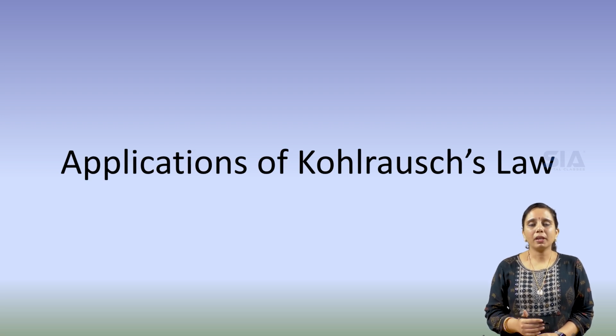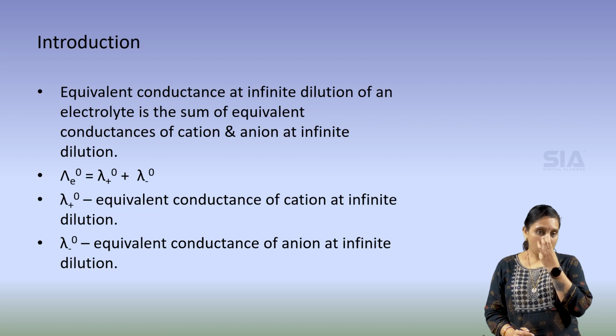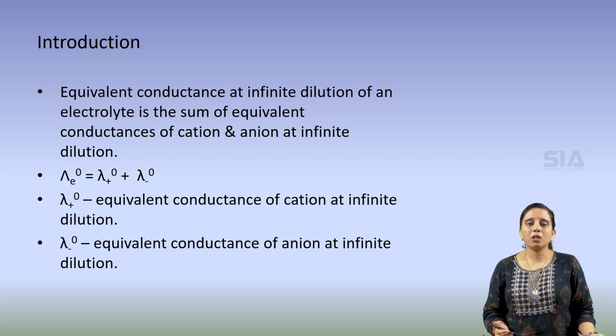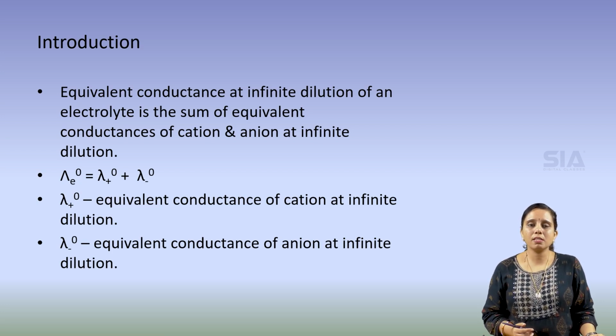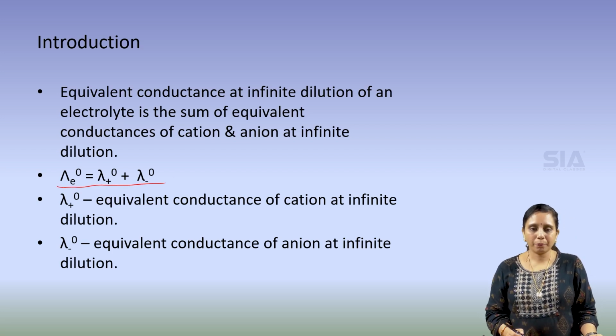In the previous topic we have discussed Kohlrausch law. Now we are discussing its applications, how it is used. So let us know the details of it. A slight introduction of Kohlrausch law again: Kohlrausch law says that the equivalent conductance at infinite dilution of an electrolyte is the sum of the equivalent conductances of its cation and anion. So this is the equation of Kohlrausch law.